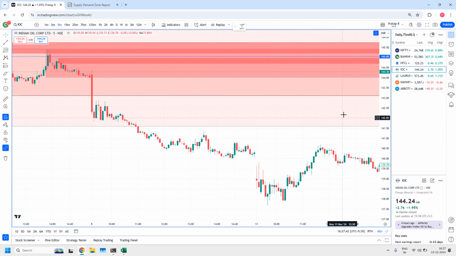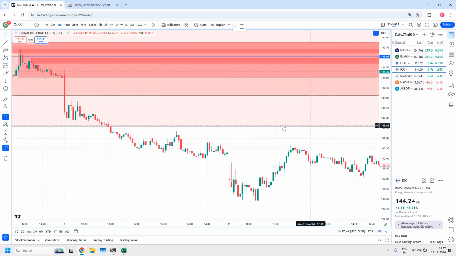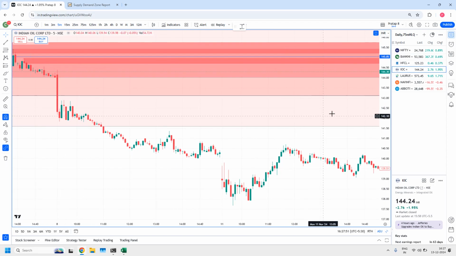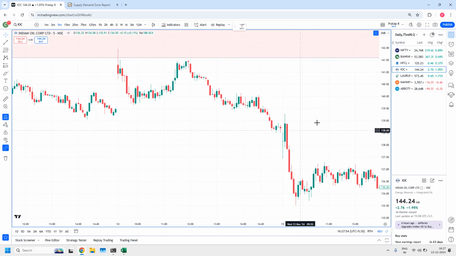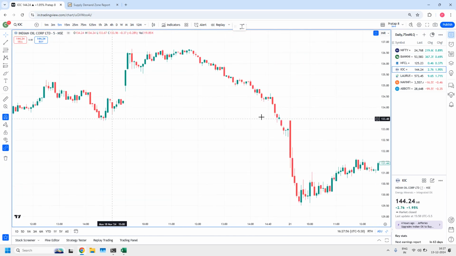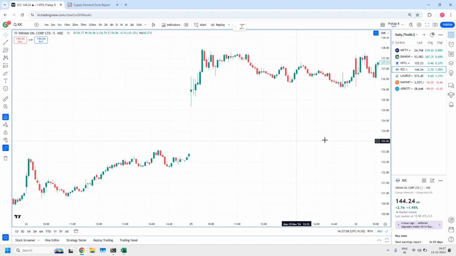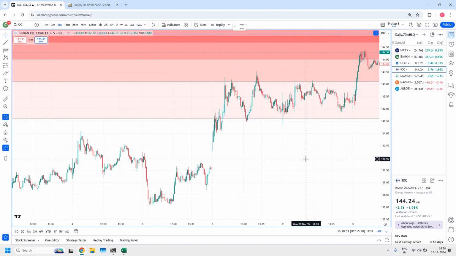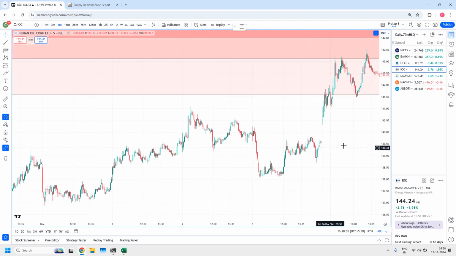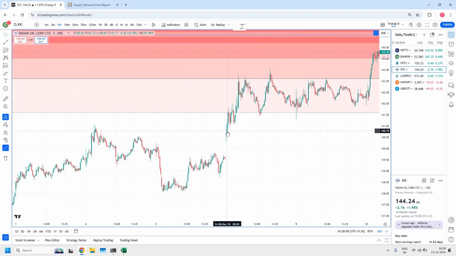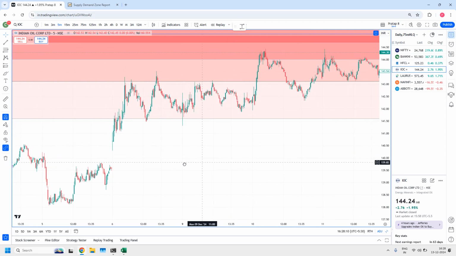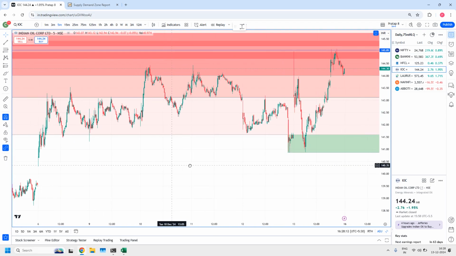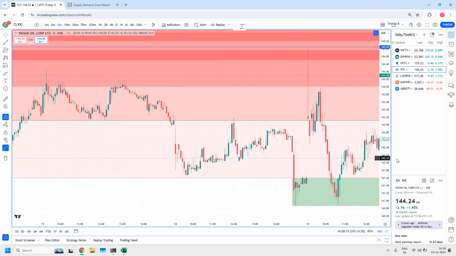So today what happened? Prices entered into this zone. But also remember, both these zones are very near, this one and this one. So carefully you should plan. Let us see what happened today. See today's market.